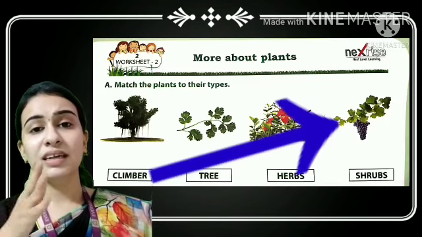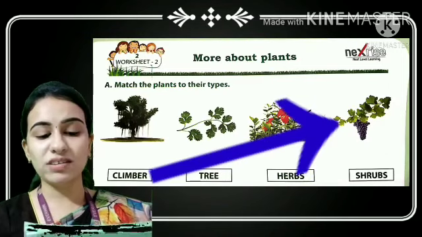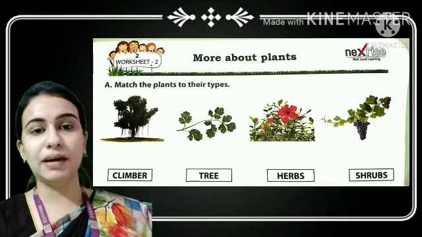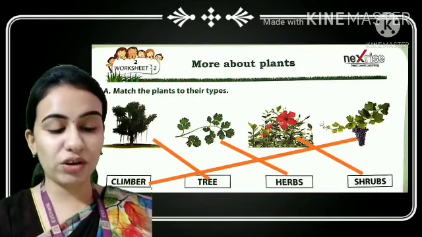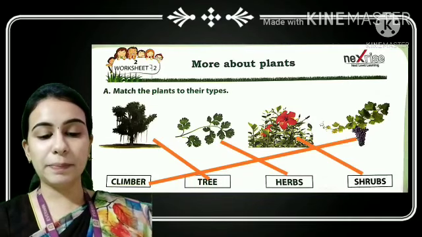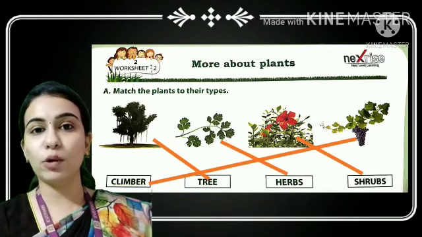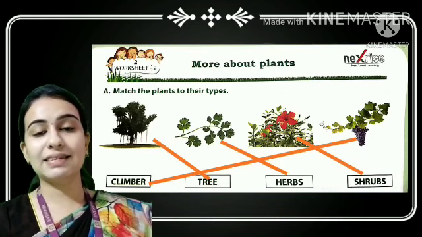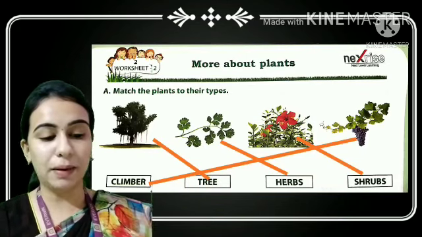Then the last one is a climber. What is the last picture? It is a climber. So the first picture is a tree. Second, coriander leaf is an example of a herb. Third, the hibiscus plant is an example of a shrub. And last, grapes is an example of a climber plant.